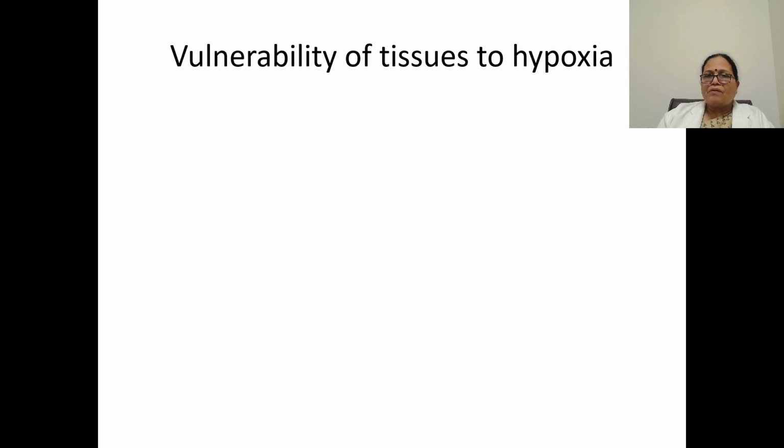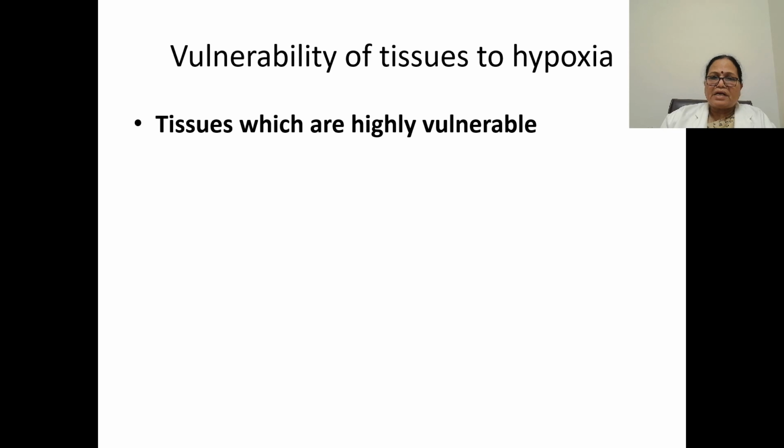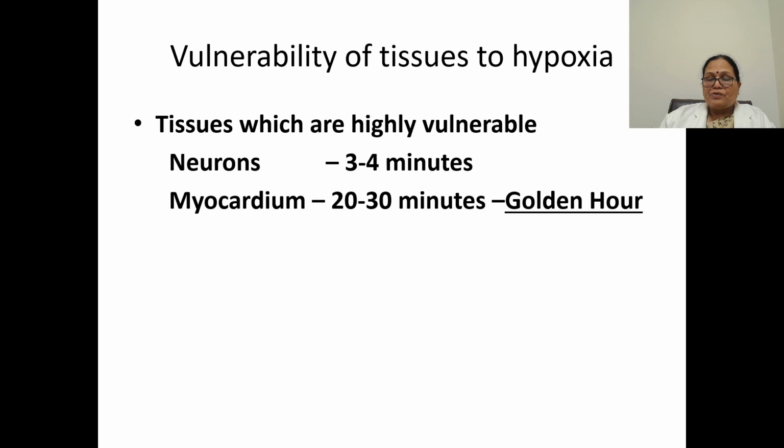So, what is the vulnerability of tissues to hypoxia? This again is important. It's a PG entrance bit. Tissues which are highly vulnerable are neurons, 3 to 4 minutes. Just imagine, 3 to 4 minutes if there is no circulation, the neurons die. And myocardium, 20 to 30 minutes. This is known as the golden hour.